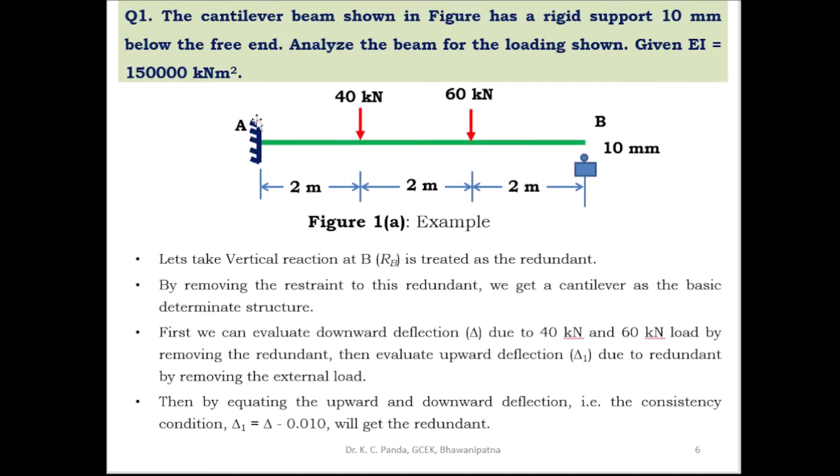The reaction at A you can find by taking the summation of vertical forces equal to 0, that is, downward force equal to upward force, giving the vertical reaction. Then you can find the moment here. You take the moment of all the forces: RB into 6 meter anti-clockwise positive, 40 into 2 meter clockwise negative, and 60 into 4 meter clockwise negative.